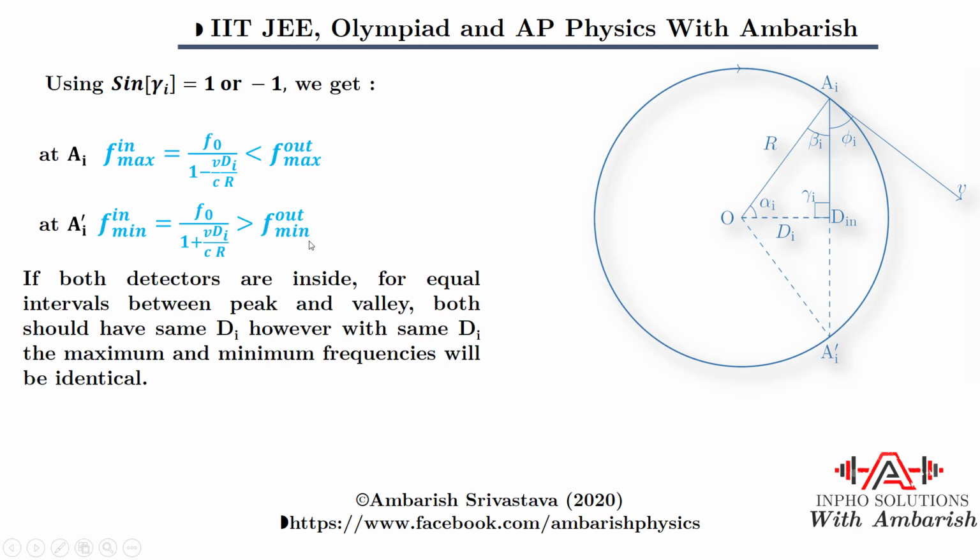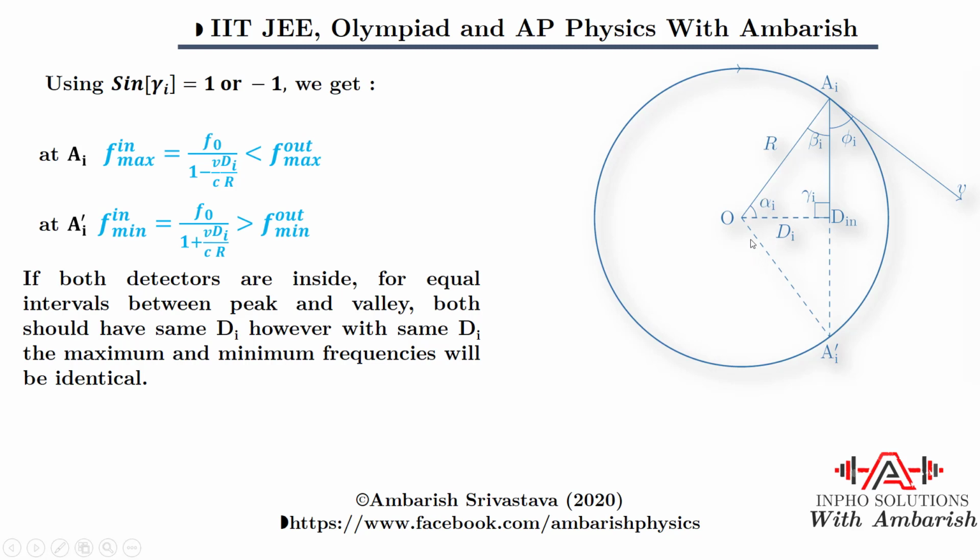All right, now let's consider this. If both detectors are inside, then for equal intervals between peak and valley, both detectors should have same DI. Now what is the time interval between peak and valley? You see that this is the point of maximum frequency detection, and this is the point of minimum frequency detection, and this angle is twice alpha I. So what will be the time lag between peak to valley? Time lag between peak to valley will be nothing but twice alpha I divided by omega. Now for both the detectors, if you recall the graph, the peak to valley time was same, that was 4 seconds.